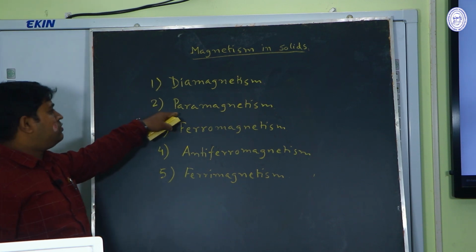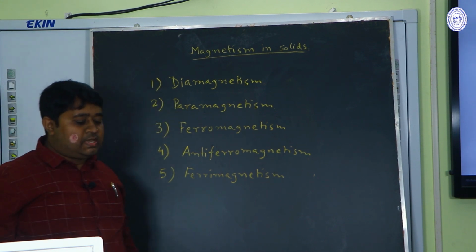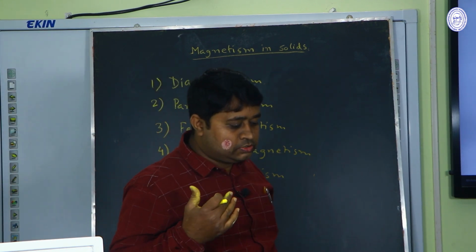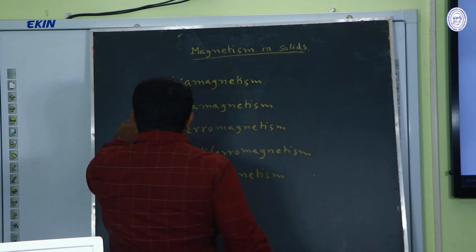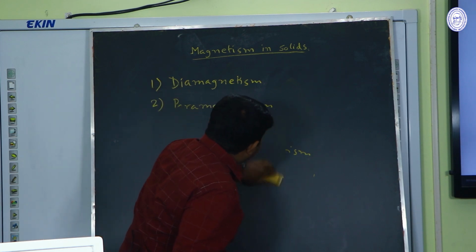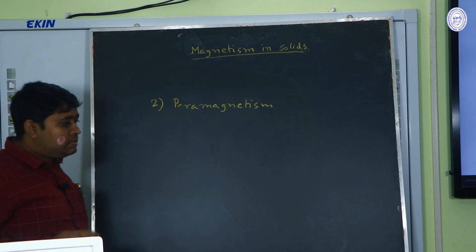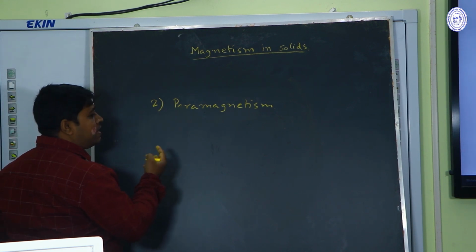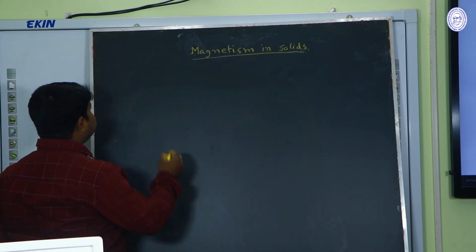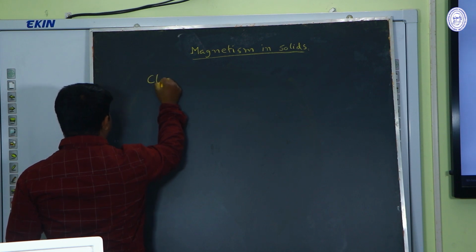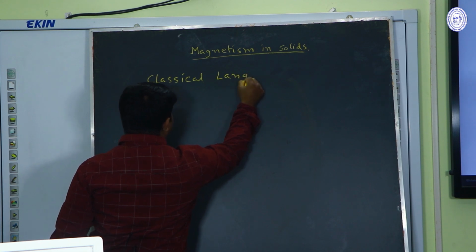Today we will discuss only paramagnetism. The paramagnetism of a substance mainly arises in those atoms or molecules which have a permanent magnetic dipole moment, and its susceptibility can be explained on the basis of classical theory and quantum theory. First we discuss the classical Langevin theory.